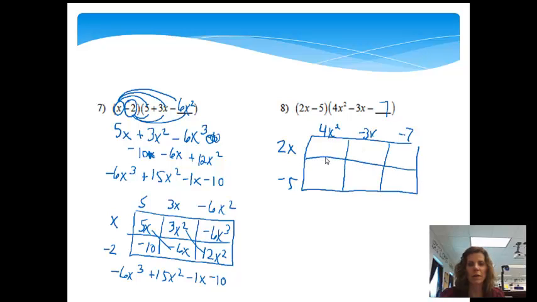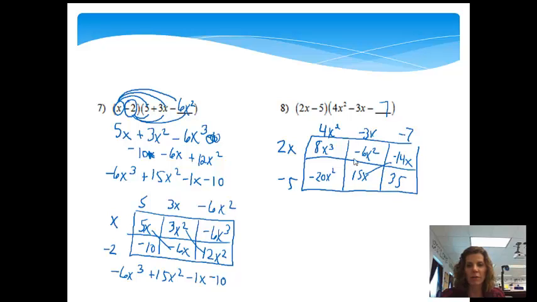Alrighty, 2x times 4x squared is 8x cubed. 2x times negative 3x, negative 6x squared. 2x times negative 7, negative 14x. Lower row, negative 5 times 4x squared, negative 20x squared. Negative 5 times negative 3x, positive 15x. Negative 5 times negative 7 is positive 35.